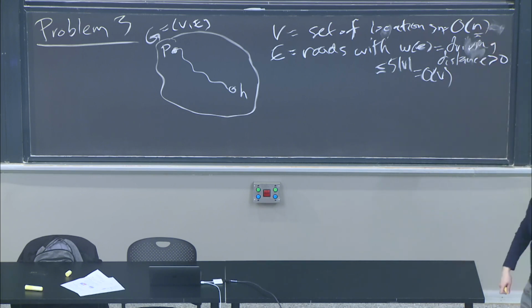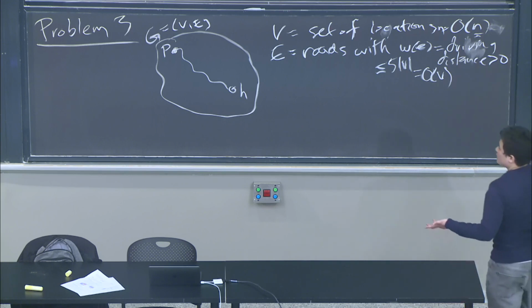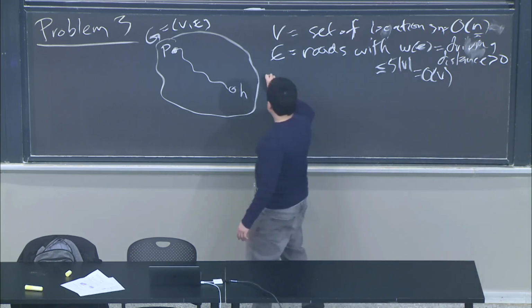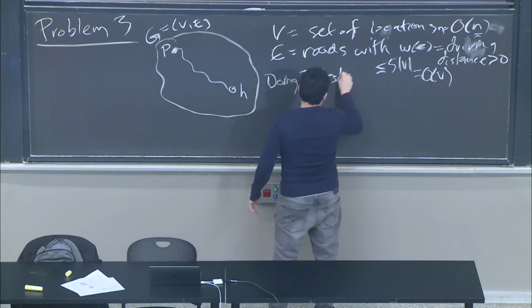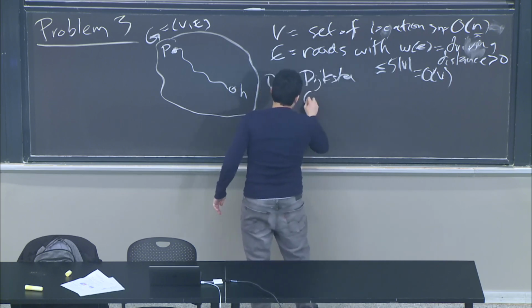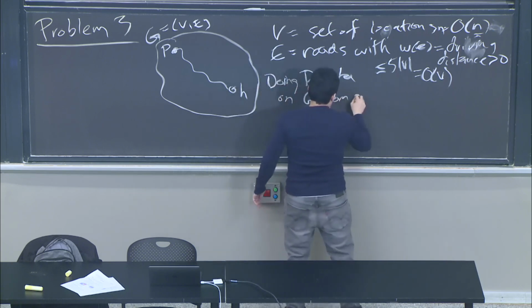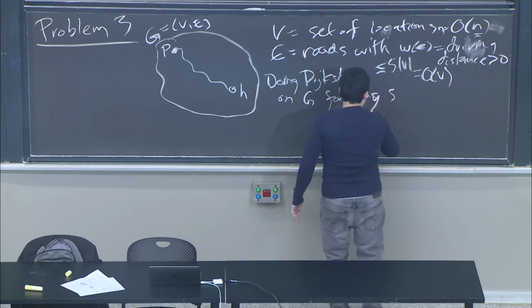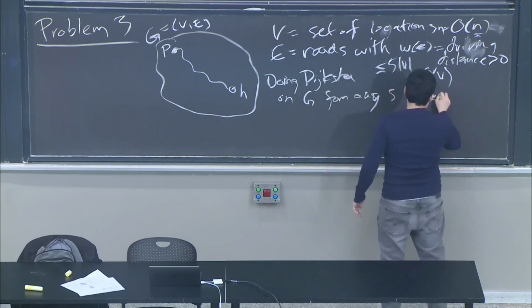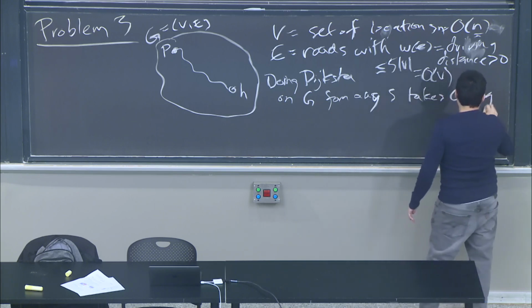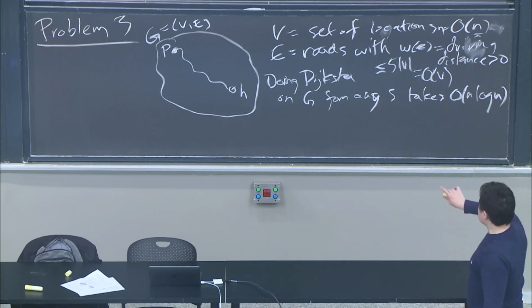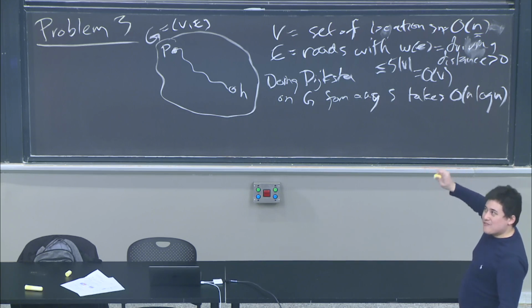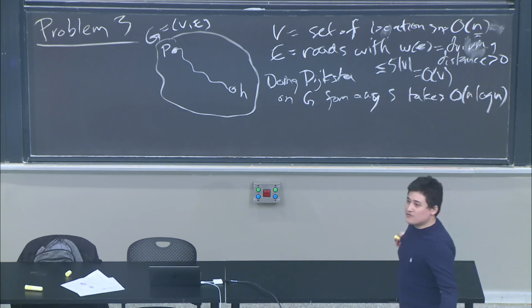And so if I were to just run Dijkstra on here from P, doing Dijkstra on G from any S takes order n log n, right? n log n plus n, and n log n is bigger than n. Okay, so that's a nice observation. We can at least afford to use Dijkstra in this problem to find shortest distances.